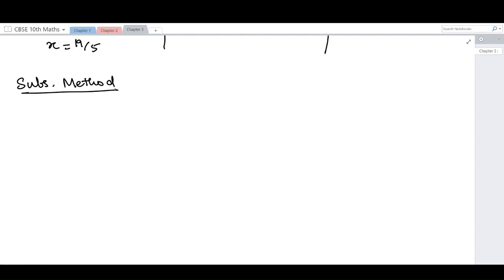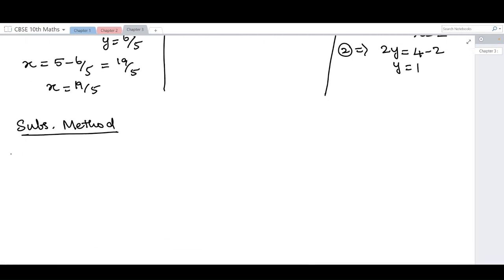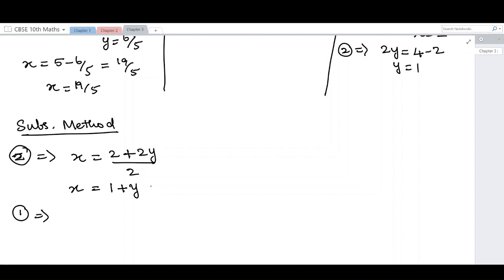Okay, so now I am going to rewrite the second equation. So the second equation can be rewritten as x equal to (2 plus 2y) by 2. So x equal to 1 plus y. Clear?